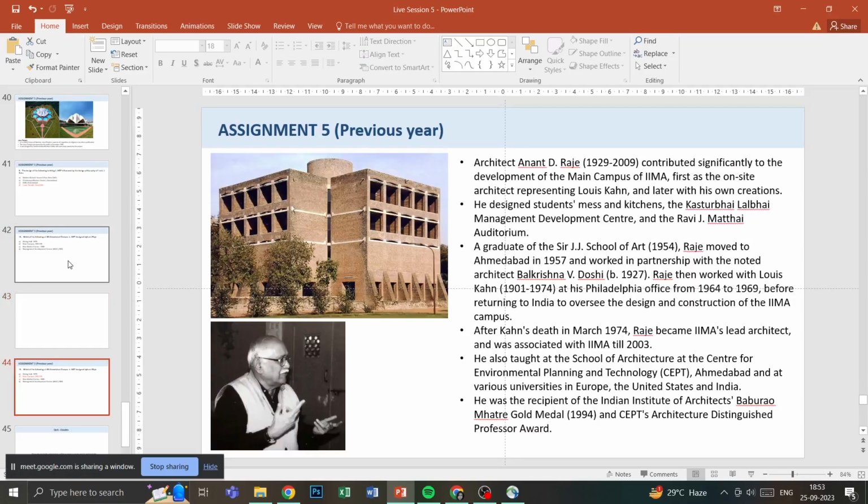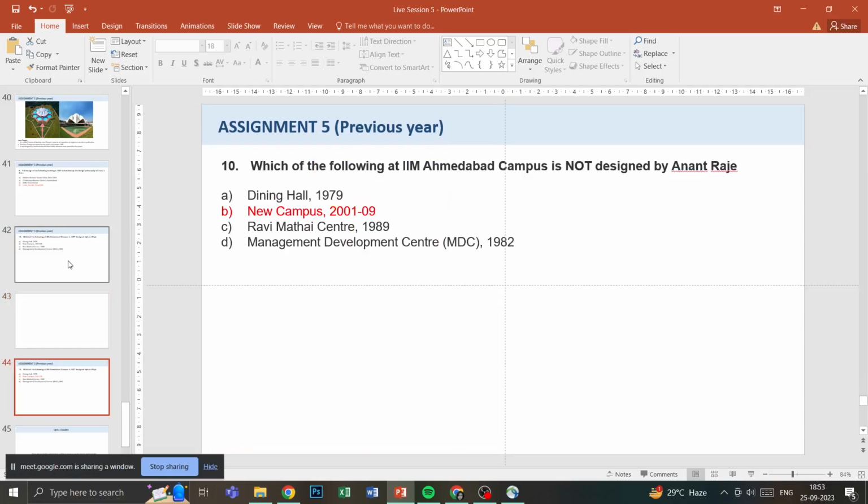So our answer is new campus 2001 to 2009, because Anant Raje designed the dining hall, Ravi Mathai Center, which is an auditorium, and the Kasturbhai Lalbhai Management Development Center. The new campus of IIM Ahmedabad is actually designed by Vimal Patel.